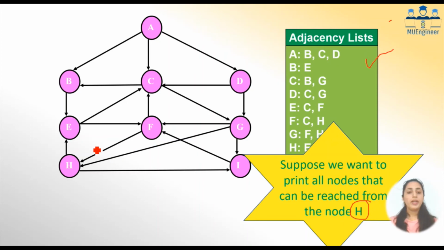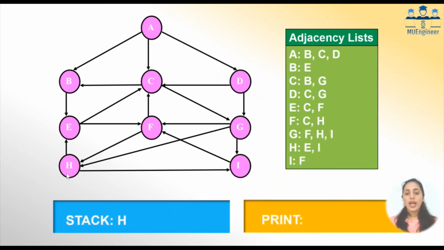So now I will find out H and I will try to go from H. So which is the first node that I will push to the stack? Obviously H. So first of all, H will go in the top of the stack. So here we have H in the stack. Okay. And now what I'm supposed to do?